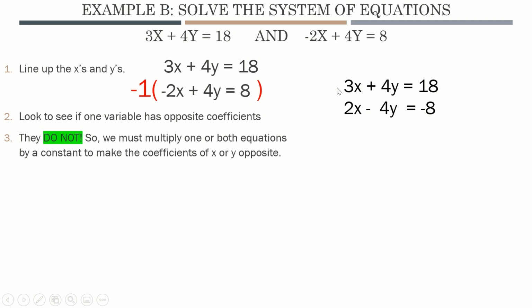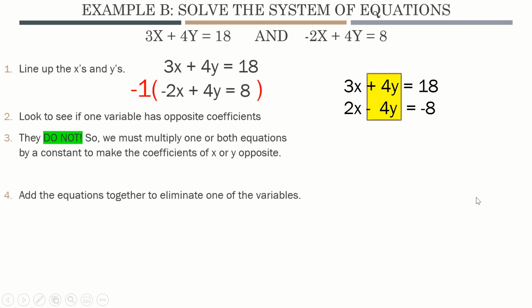So I rewrite my problem, 3x plus 4y is 18, that didn't change. But the bottom, now the negative 2x is positive 2x, the 4y is now negative, and the negative 1 distributed to the 8 as well, it's negative 8. So check that out. Now I have opposite coefficients. Now I can add them together, just like we did last time. The 4y's will cancel, and 3x's and another 2x's makes 5x's, just like Jasmine has. And this is equal to 10.